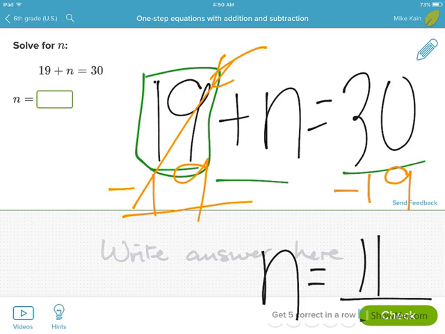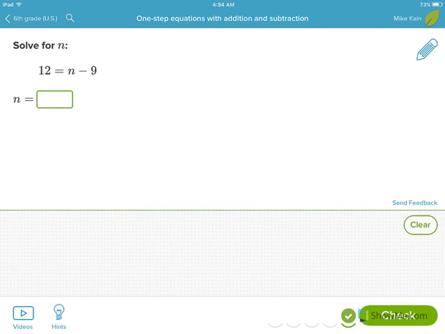Now, if we plug 11 back in there, 19 plus 11, we can test this out. And we can see that 19 plus 11 does, in fact, equal 30. Let's do a few more.